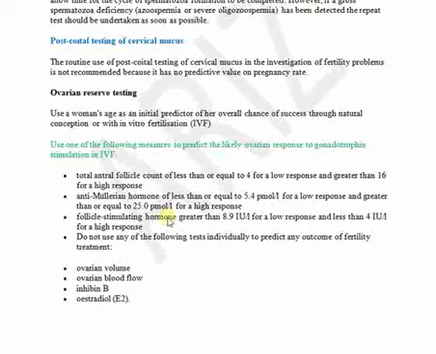Follicle stimulating hormone greater than 8.9 international units per liter for a low response and less than 4 IU per liter for a high response. Don't use any of the following tests individually to predict any outcome of fertility treatment: ovarian volume, ovarian blood flow, inhibin B, estradiol E2.